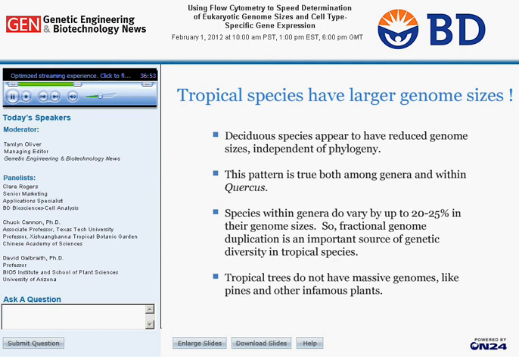And so this pattern is true both among the genera in the family and also within the subgenera in the genus Quercus. And like I mentioned on the previous slide, the species within a genus can vary up to 20-25% in their genome sizes, and so some kind of contraction and expansion of the genome is occurring, and that's maybe driving the genetic diversity that you find in the tropical species.